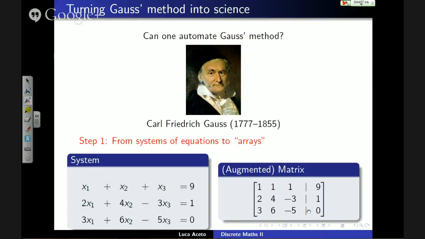Now, after the solid line, we write the constants 9, 1, and 0, because these are the three constants to which the three linear combinations are supposed to be equal. So what we get is what people call an augmented matrix. It's a matrix of coefficients plus the constants.